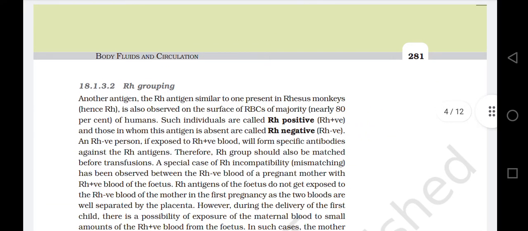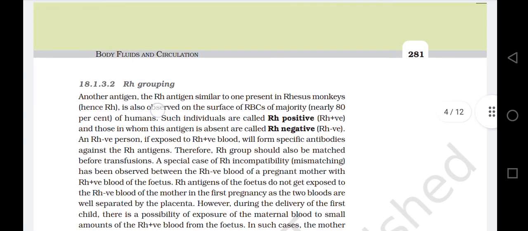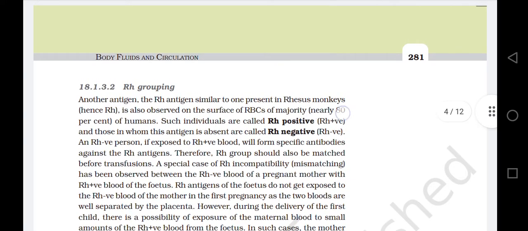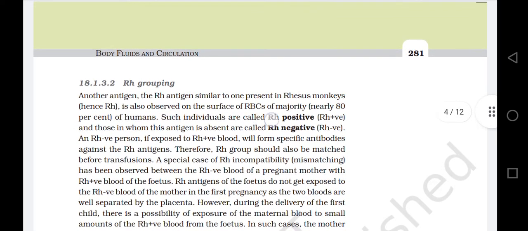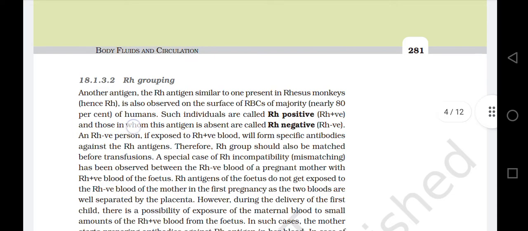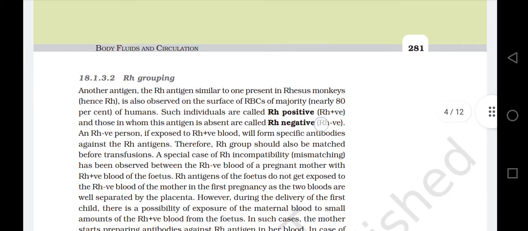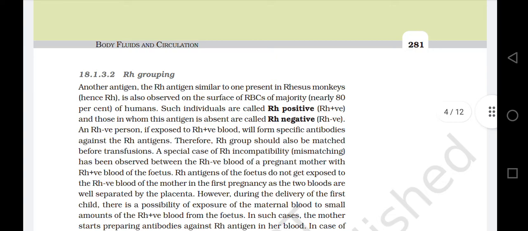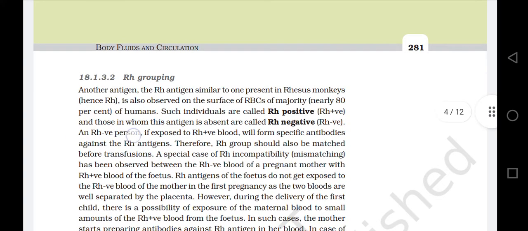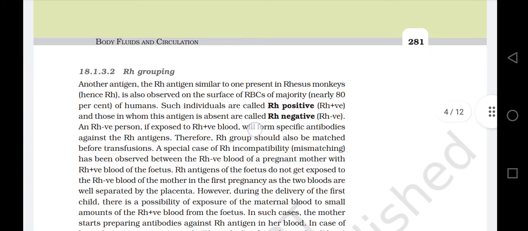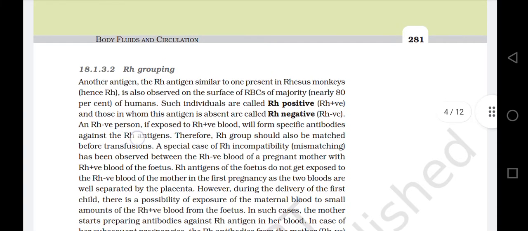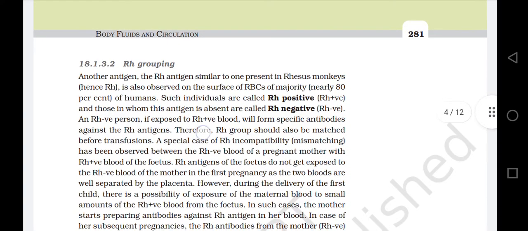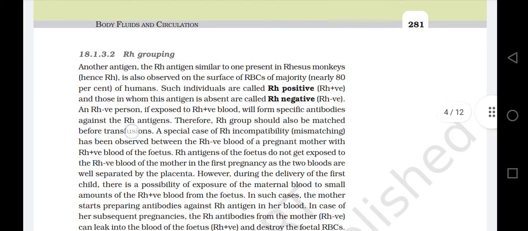18.1.3.2 RH grouping. Another antigen, the RH antigen, similar to one present in rhesus monkeys, hence RH, is also observed on the surface of RBCs of the majority, nearly 80%, of humans. Such individuals are called RH positive, and those in whom this antigen is absent are called RH negative. An RH negative person, if exposed to RH positive blood, will form specific antibodies against the RH antigens. Therefore, RH group should also be matched before transfusions.